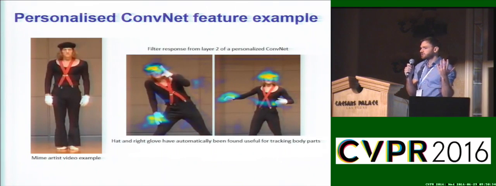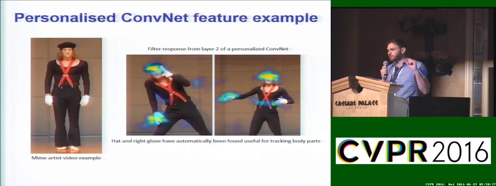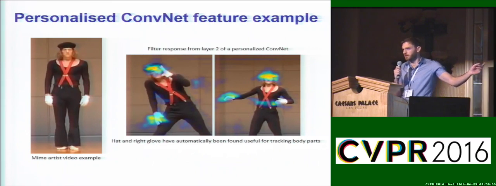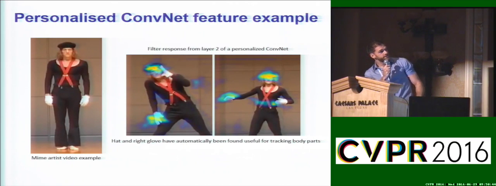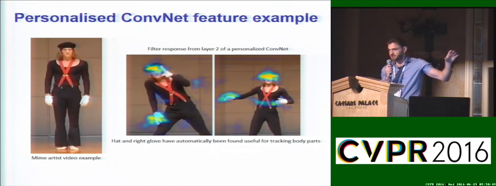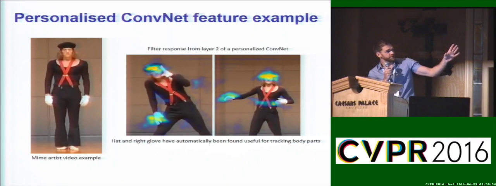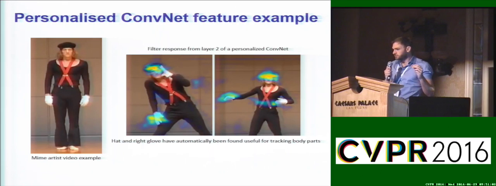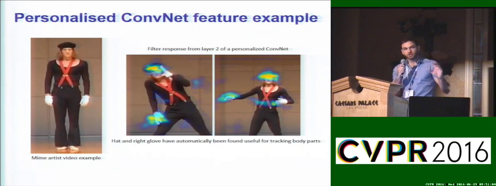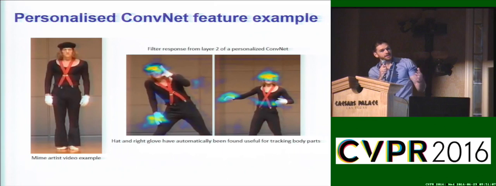In this slide, I visualized the filter response map of a high-level filter of the personalized convnet, which has been trained from the Mime Artist video. Here we see that we get high response for the hat and white glove of this mime artist, which shows that these are important features for detecting the pose for this video. Importantly, the generic convnet doesn't have a filter which gives this kind of response, which shows that the personalization is able to learn person-specific features.